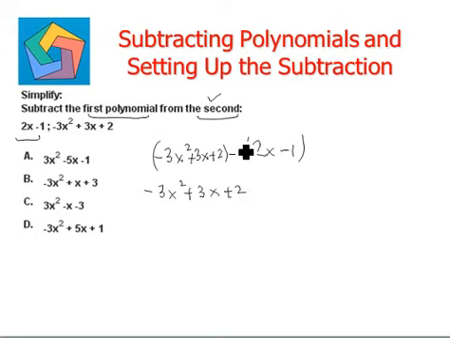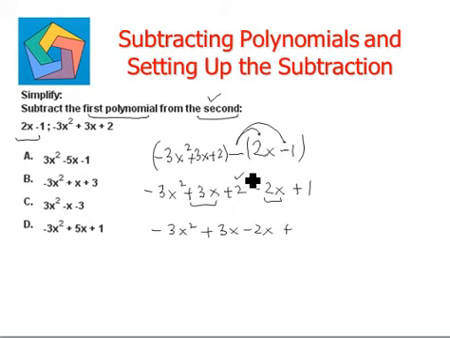Now negative times positive is a negative 2x, and negative times negative is a positive 1. So now we'll combine the like terms. First for negative 3x squared, there is no other x squared term, so as it is, plus 3x and minus 2x are like terms, we combine them, and then the remaining are 2 and 1, which are like terms, 2 plus 1. So we'll further simplify this.